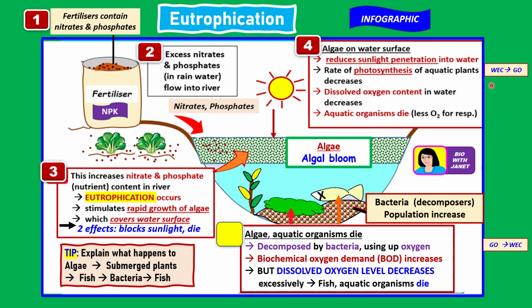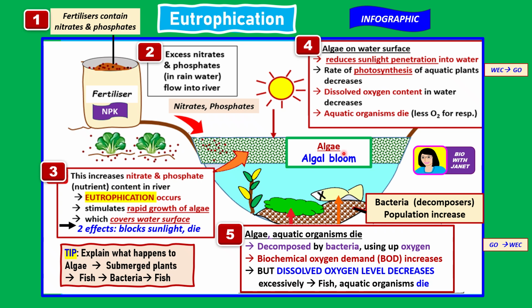As we know, in the process of photosynthesis, oxygen is released, which will dissolve in the water and is used for the respiration of organisms. But now the dissolved oxygen content in the water decreases due to a lower rate of photosynthesis. Thus, the aquatic organisms do not have enough oxygen for respiration and they will die. So this is the first effect of the algae that blocks out the sunlight from penetrating the water in the rivers and lakes. Now, let's look at the second effect, number 5.